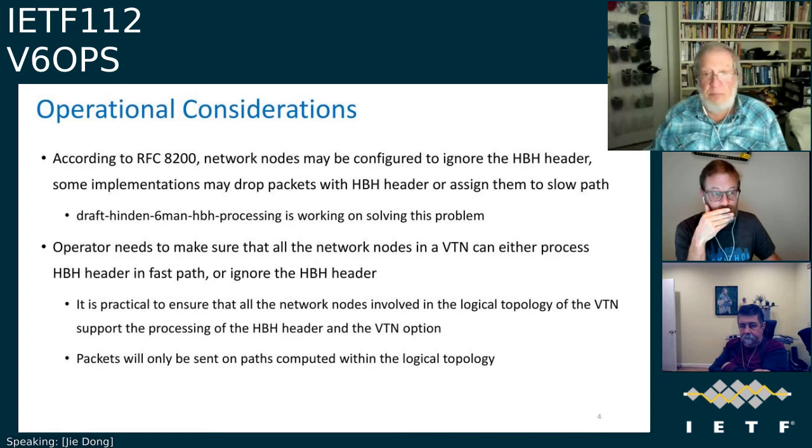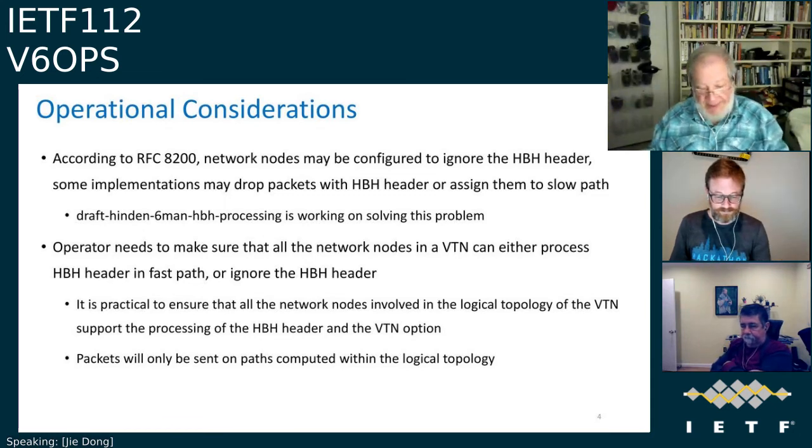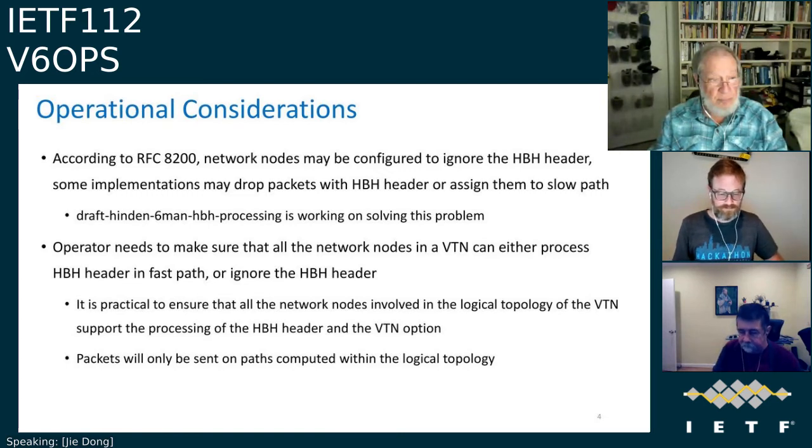At the same time, before we have this mechanism ready, operators need to make sure that when they use the VTN mechanism, all the network nodes involved in the VTN can either process the hop-by-hop header in the fast path or ignore the hop-by-hop header. So a practical approach is to ensure that all the nodes involved in the logical topology of the VTN can support the processing of the hop-by-hop header and the VTN option. And this ensures that the packets will only be sent on the path computed within the logical topology.